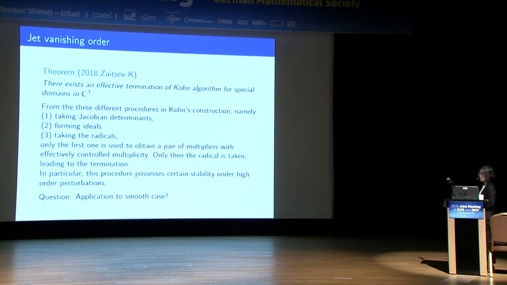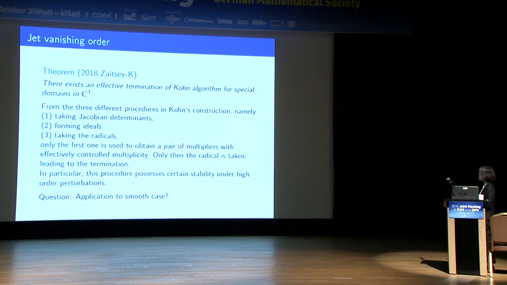And this process is different from the previous one. The previous construction had basically three parts. First, take the Jacobian, and then form the ideal, and take the radical. And the problematic part is taking the radical. So we want to avoid this third process as much as possible. So this process takes the radical only at the last time.